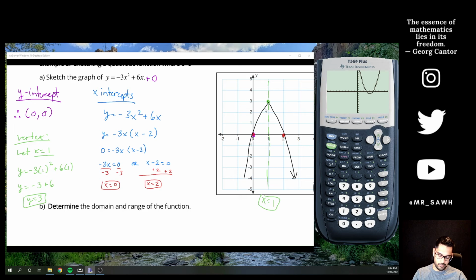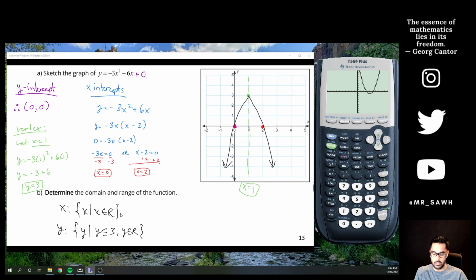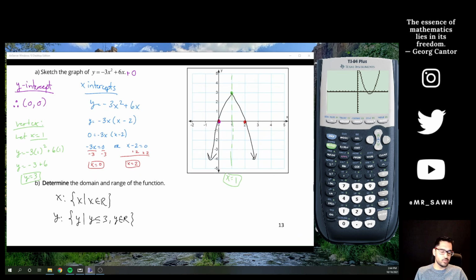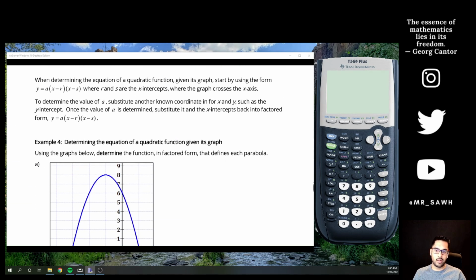And again, not perfect, but just need to see what it looks like. And again, domain and range are the same. X is any real number, y comes from the vertex. Since this is a maximum, y has to be less than or equal to that y value of 3. Right? That's the y value of my vertex. So everything kind of fits exactly the same way as we saw before. So if I'm given the equation, I can make the graph pretty easily. But what happens if you're just given the graph and we have to go backwards to figure out what our equation is supposed to be?